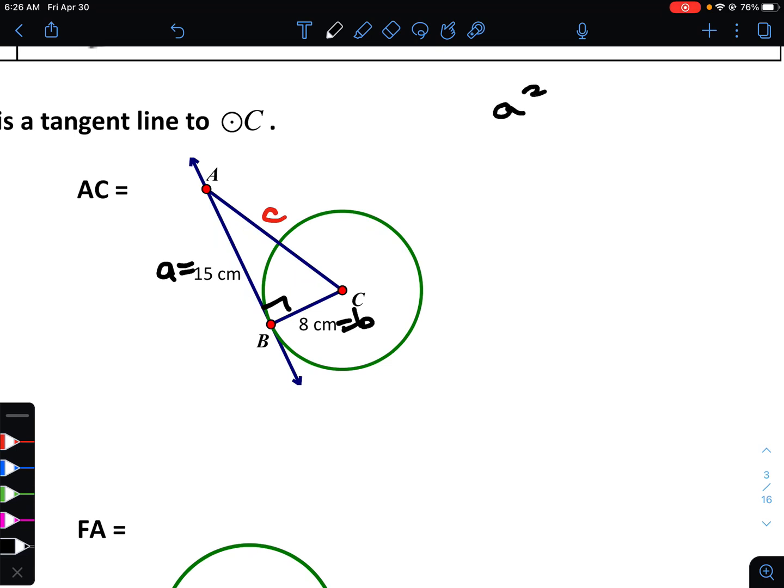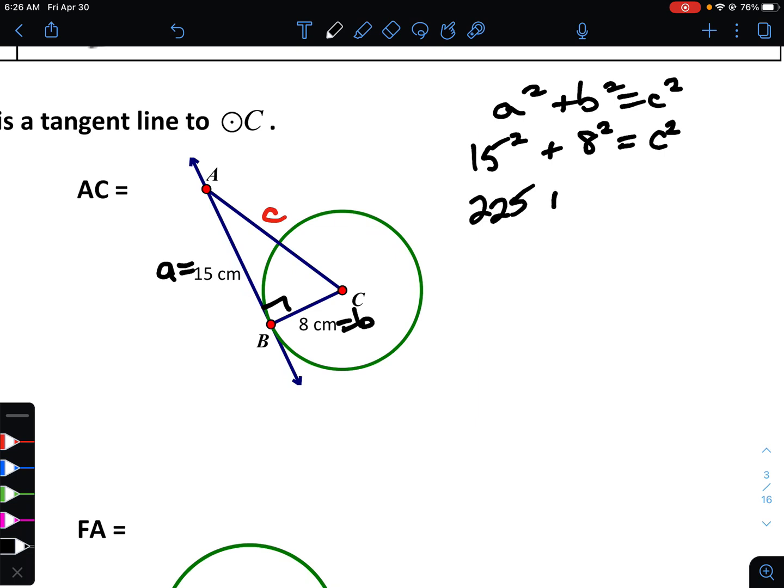So remember, Pythagorean theorem is A squared plus B squared equals C squared. So A squared is going to be 15 squared, plus B squared is going to be 8 squared, and that needs to be equal to C squared. So then 15 squared is 225, plus 8 squared is 64. Again, that has to equal our length C squared. So then we'll go ahead and add those together. 225 plus 64 is going to be 289, and that's going to be equal to C squared.